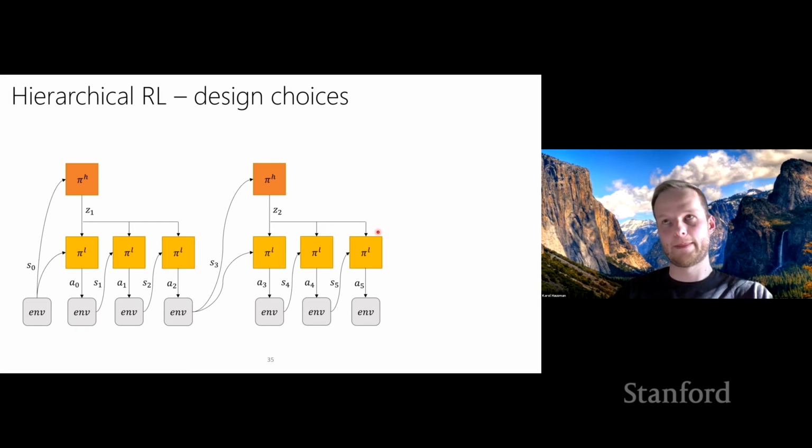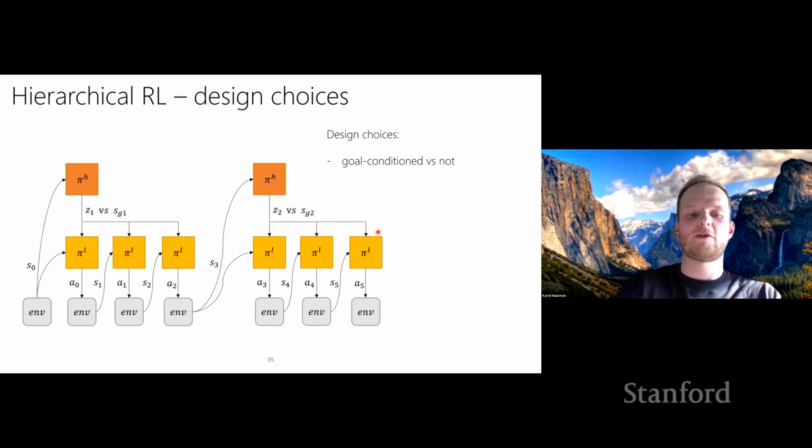Right? All right, so there are now a lot of design choices that can be made here. So first, the command that the high-level policy is sending to the low-level policy can be a goal that is defined as part of the state space or not.